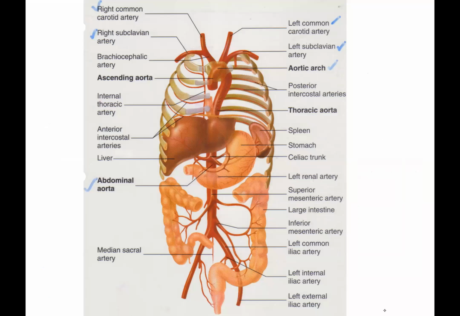Okay, so now we're in the trunk area, or the thoracic area. We do have the right and left renal artery, the superior and inferior mesenteric artery, and the celiac trunk. The celiac trunk gives rise to a bunch of important blood vessels.